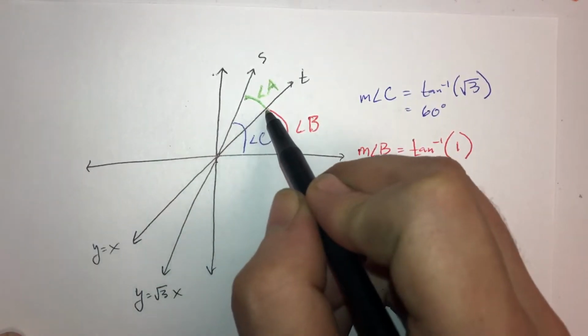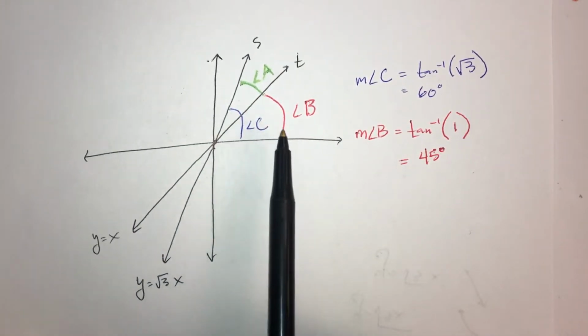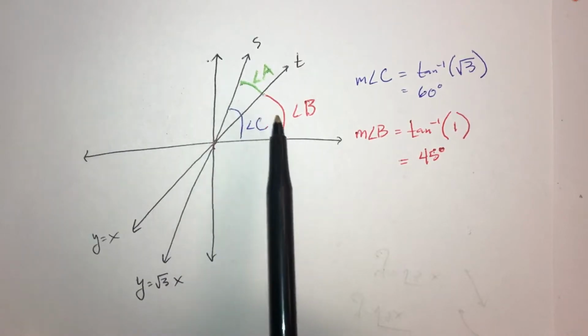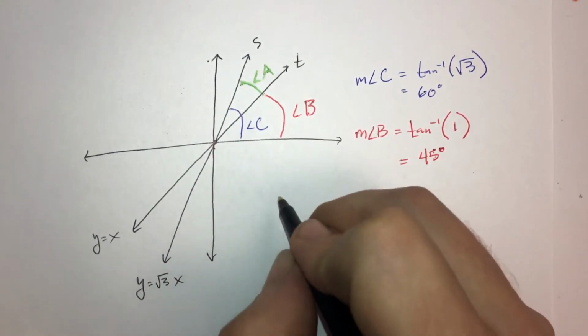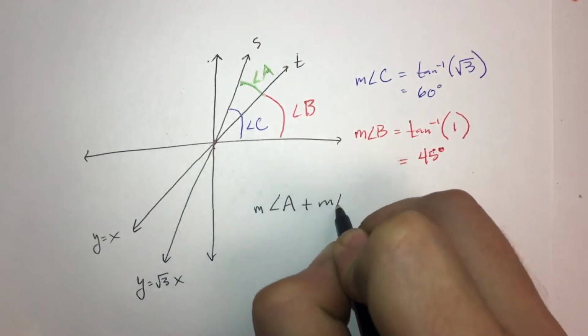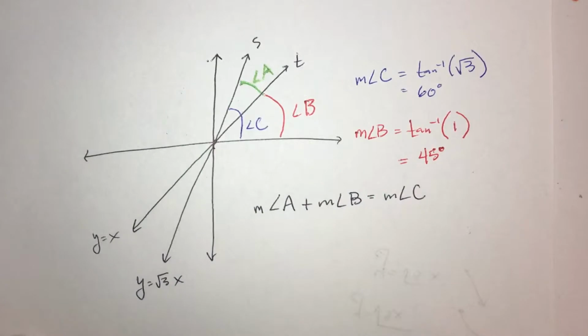You can see here from the drawing, from this diagram, that angle A and angle B are adjacent angles, and that C is the angle that's made up of both of them. So by the angle addition postulate, we have that the measure of angle A plus the measure of angle B is equal to the measure of angle C. That's just a statement of the angle addition postulate.